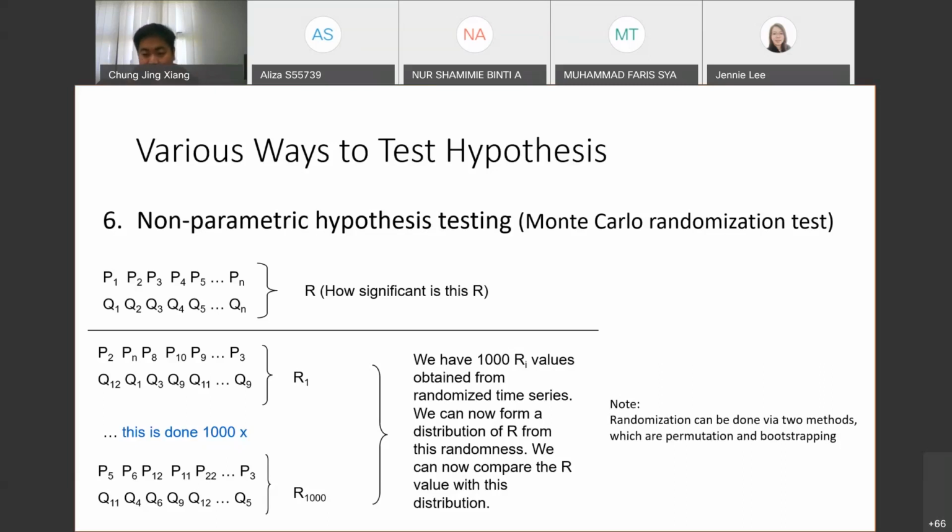Another thing to note before we end this class is that randomization can be done with two methods. First is permutation, and the second is bootstrapping. Permutation is basically reshuffling your data, drawing without replacement. Let's say you have the alphabet A to Z and you want to randomize it. You put the 26 letters in a box, close your eyes, and draw.